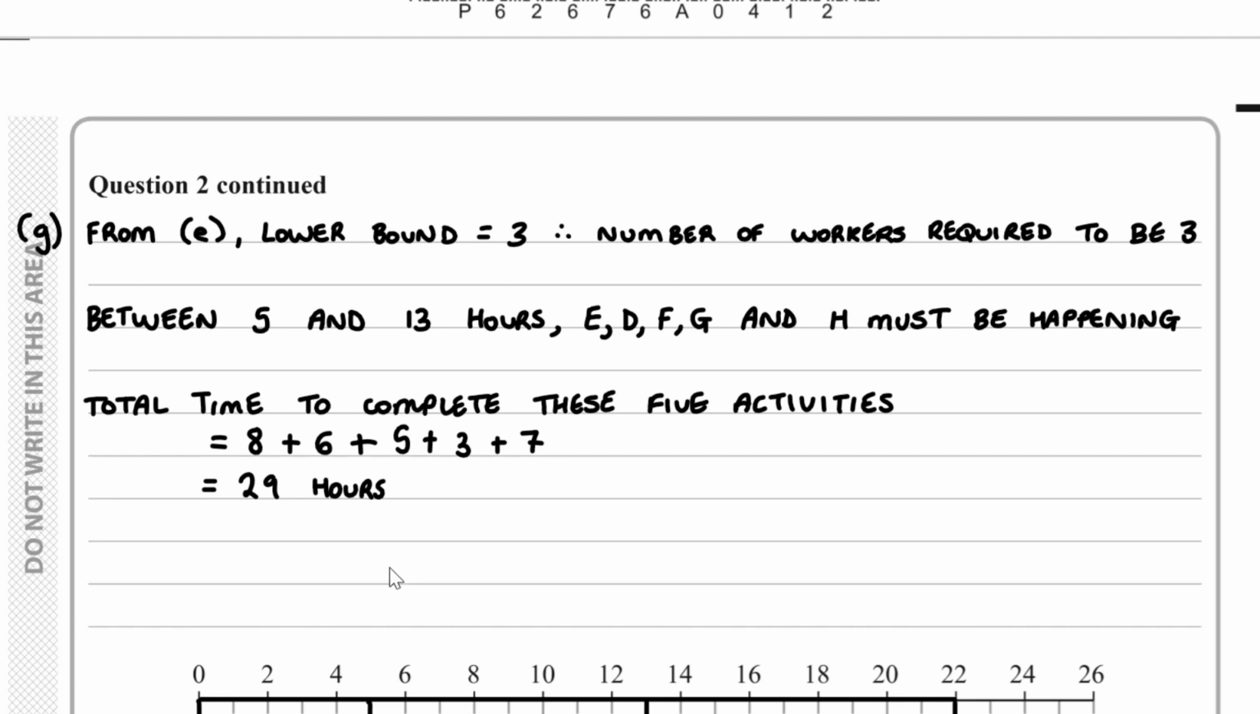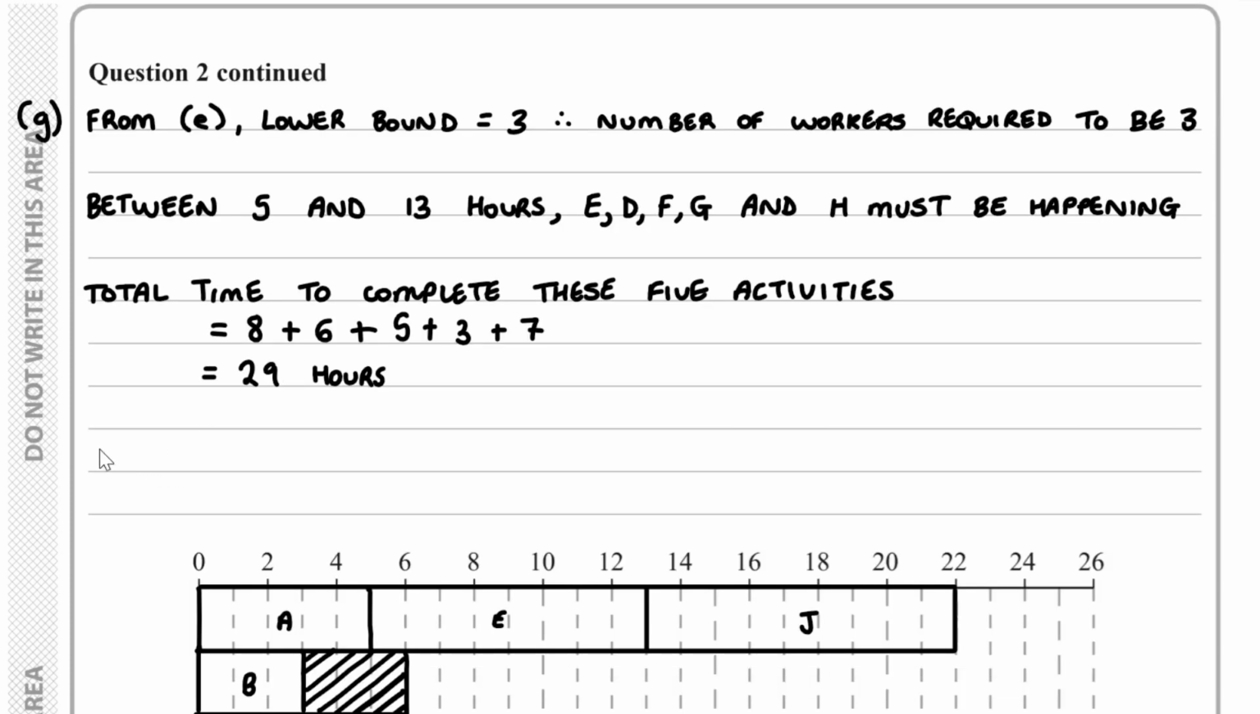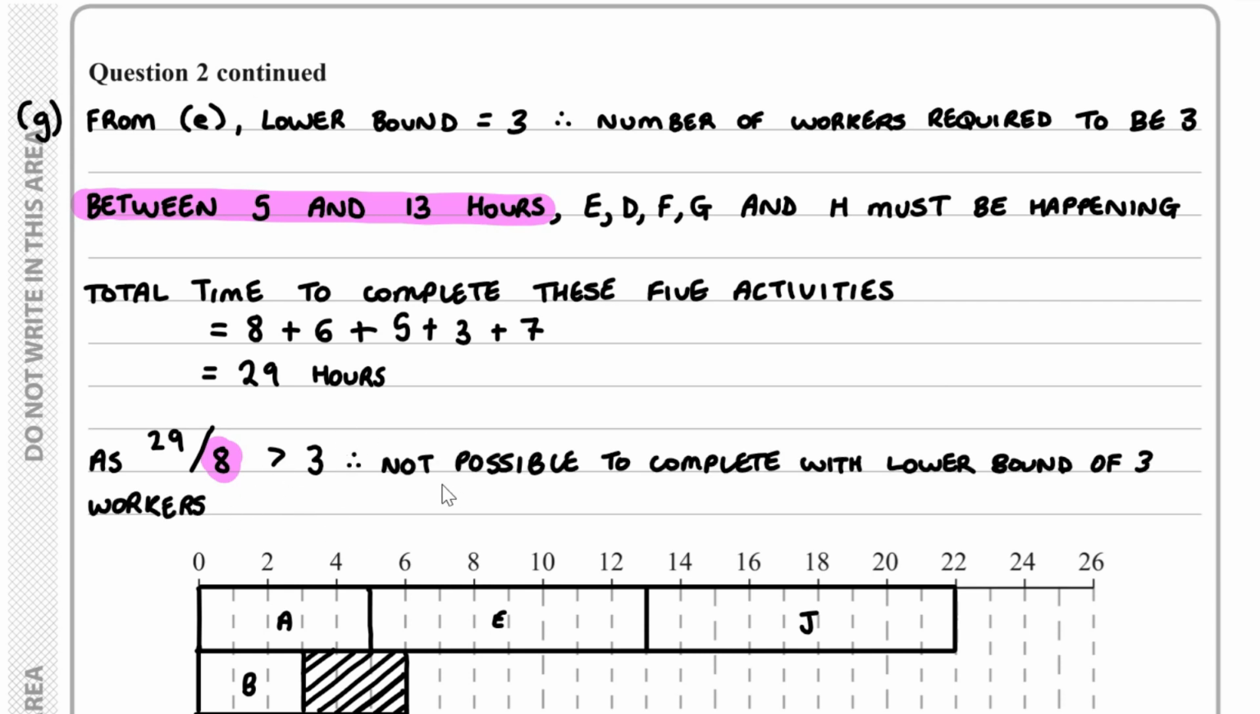So what can we conclude from here? So what we can see from here then is 29 over 8. Now the 8 comes from the between 5 and 13 hours. This result, of course, is greater than the 3. It's not possible to complete with the lower bound of 3 workers because this result obviously is greater than the 3. And obviously this came from here.